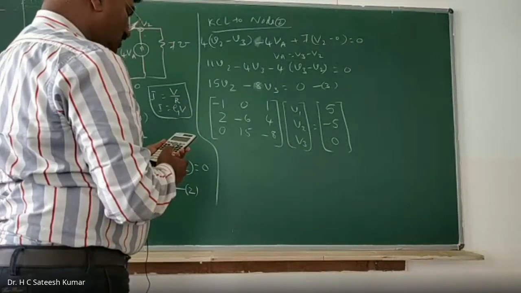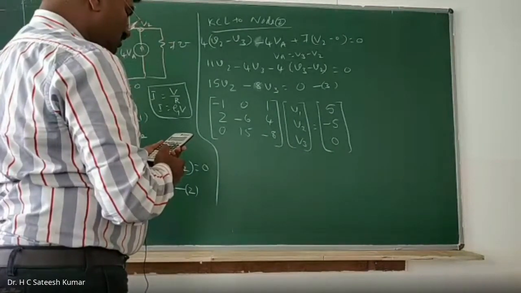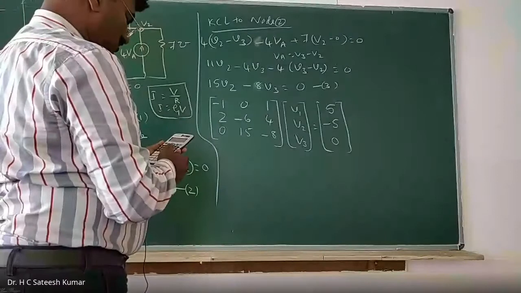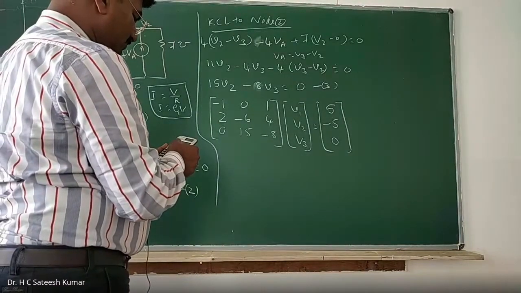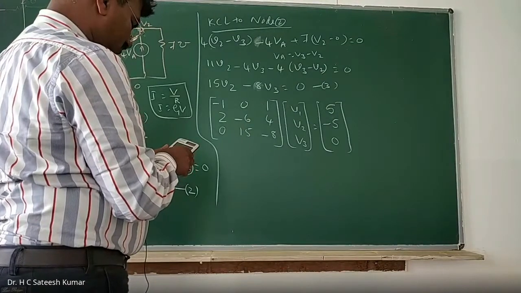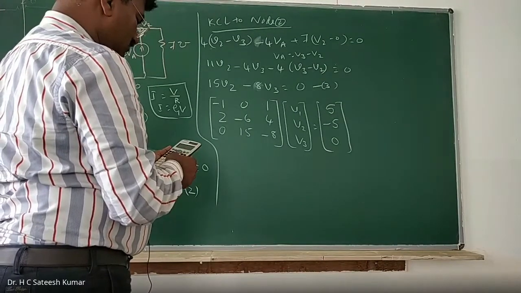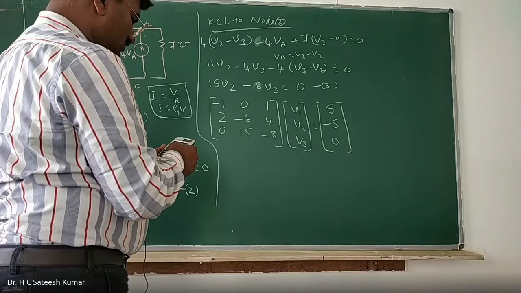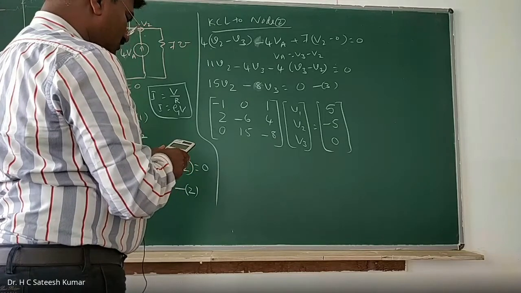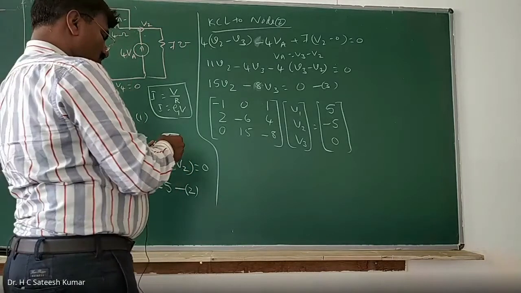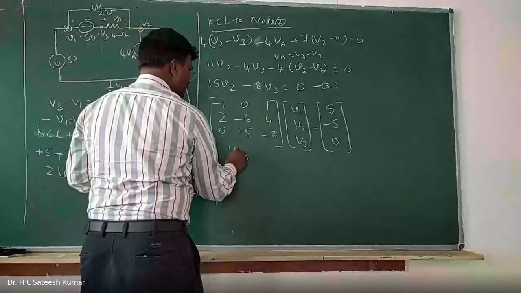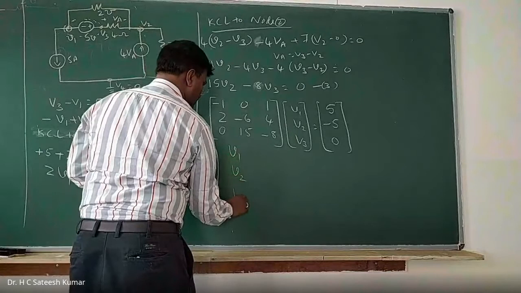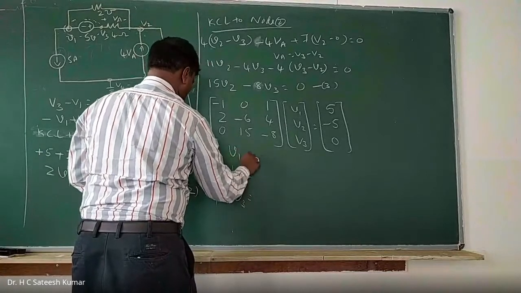How much is that? -45. What is the value of V1, V2, V3?